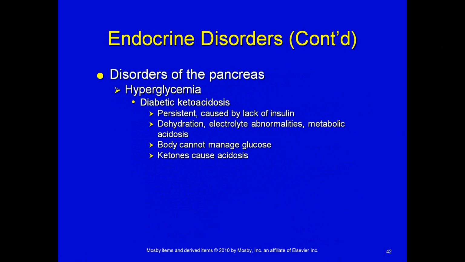Hyperglycemia occurs when the insulin is ineffective in moving the sugar from the bloodstream into the cell. So it hangs out in the bloodstream, causing the blood glucose to rise.